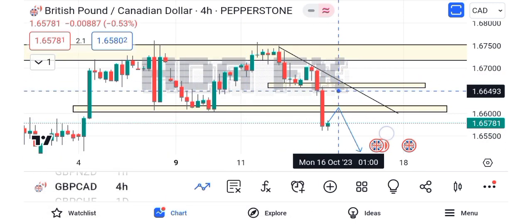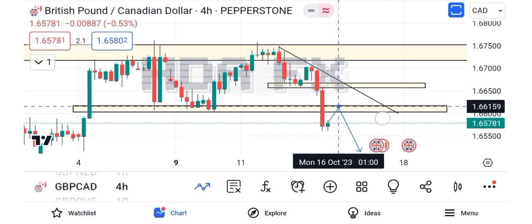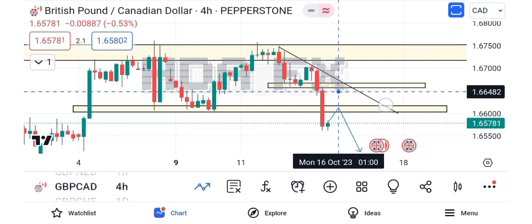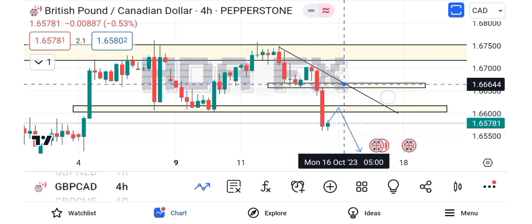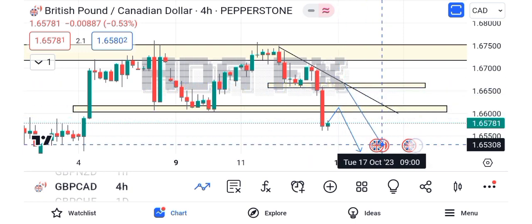So we can also look at this key level here. In case price breaks this structure here, it's likely that price can come to this point here, then sell at this very point here. So this is my simple analysis on GBP/CAD for this coming week.